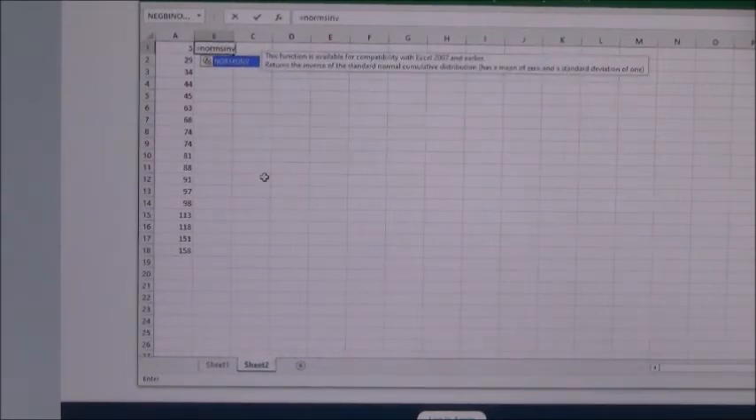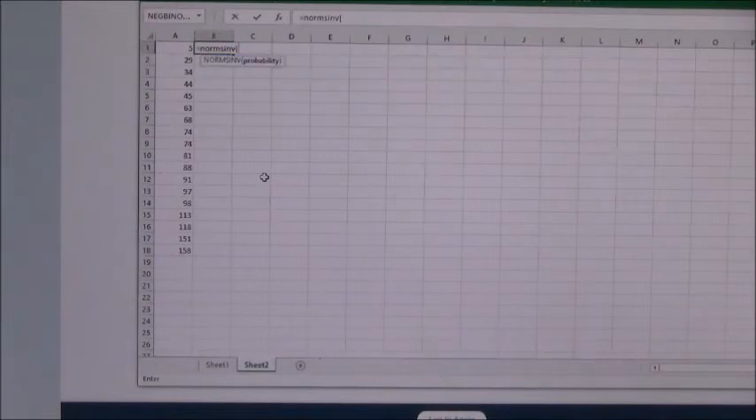NORMSINV, the inverse normal. And I am going to do the inverse normal of 1 divided by 2 times 18. Close my parenthesis. So, it says since the sample size is 18, each score is 1/18, or approximately 5.6% of the sample. That's why we use the 1 divided by 2 times 18 there.